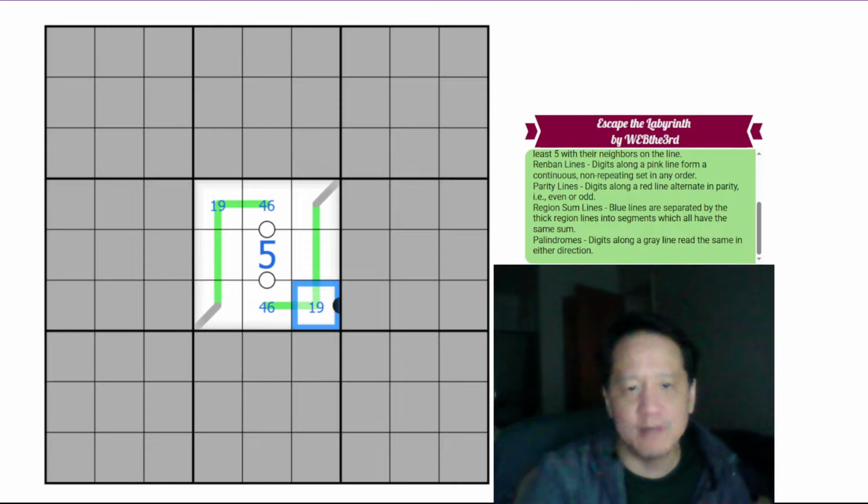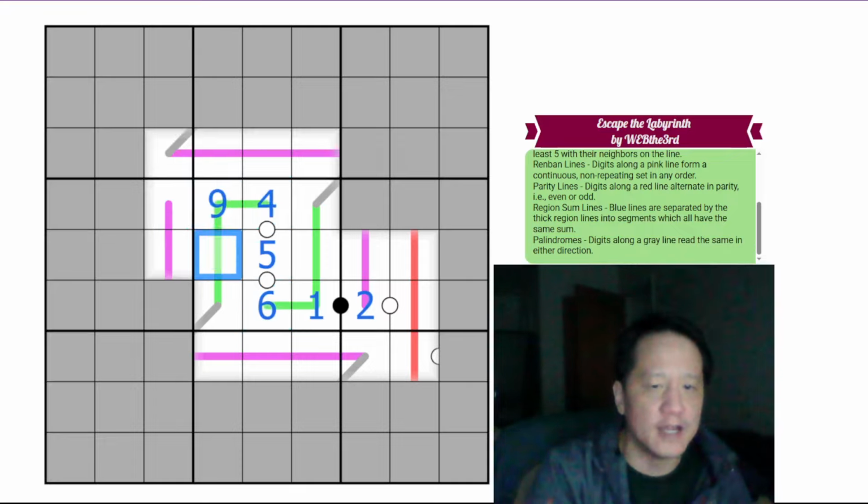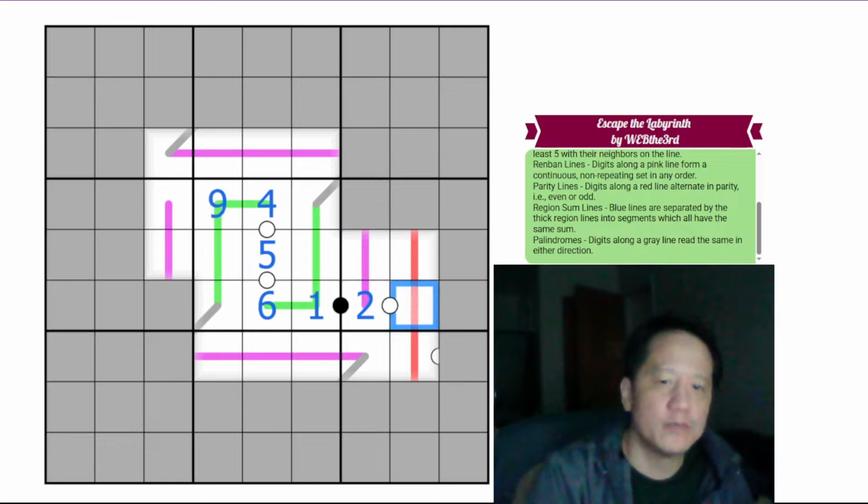So this must be 1 here, and this must be 2 to be in a 1 to 2 ratio with it. Out of 4 and 6, 1 can only be next to 6 on a Whisper 5 line. So this is 6, this is 4, this is 9. Next to the 9, 2 has to be consecutive with 3 here, because we can't have 1 because of 1 in the row. So this is 3.